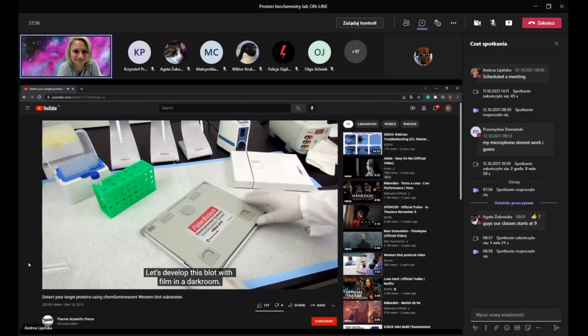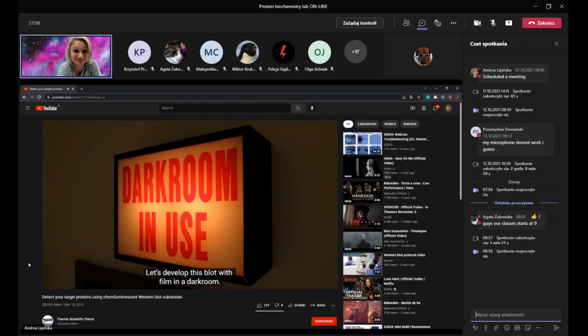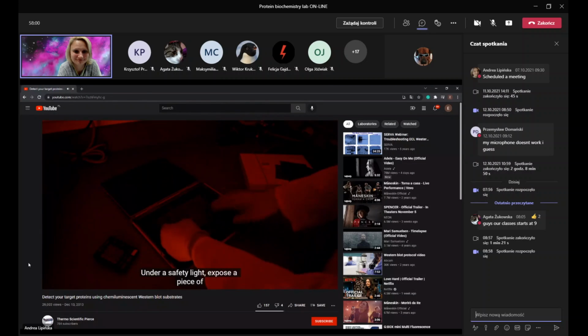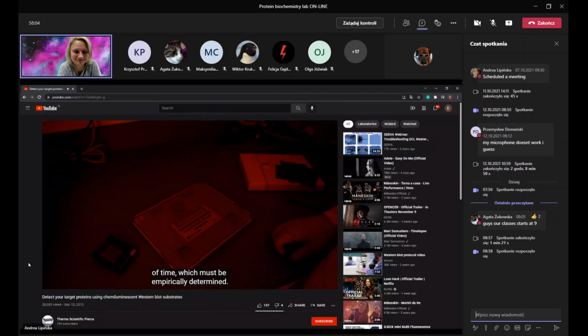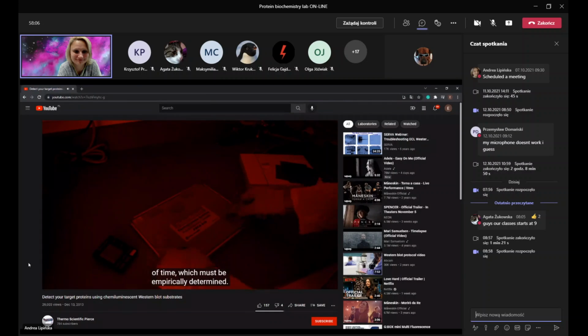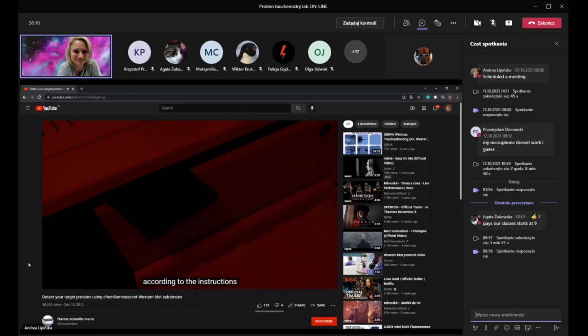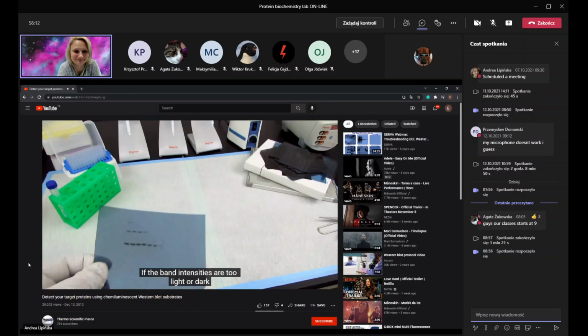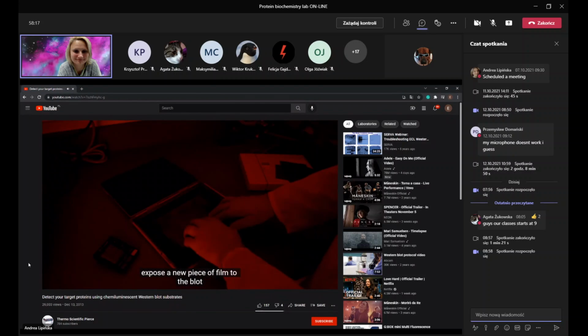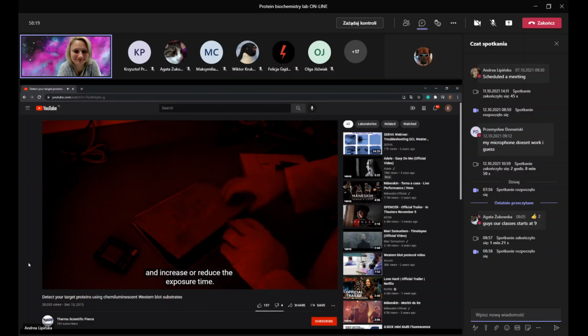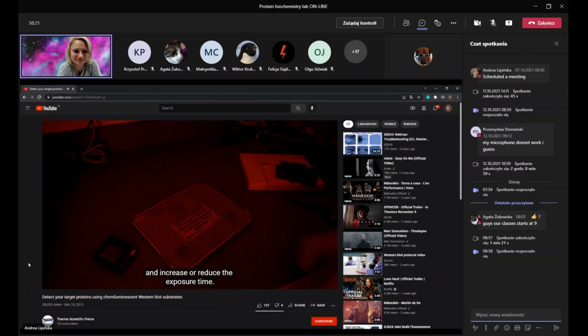Let's develop this blot with film in a darkroom. Under a safety light, expose a piece of X-ray film to the membrane for a specific length of time, which must be empirically determined. When the time is up, process the film according to the instructions of your film developer. If the band intensities are too light or dark, or if the background is high, expose a new piece of film to the blot and increase or reduce the exposure time.